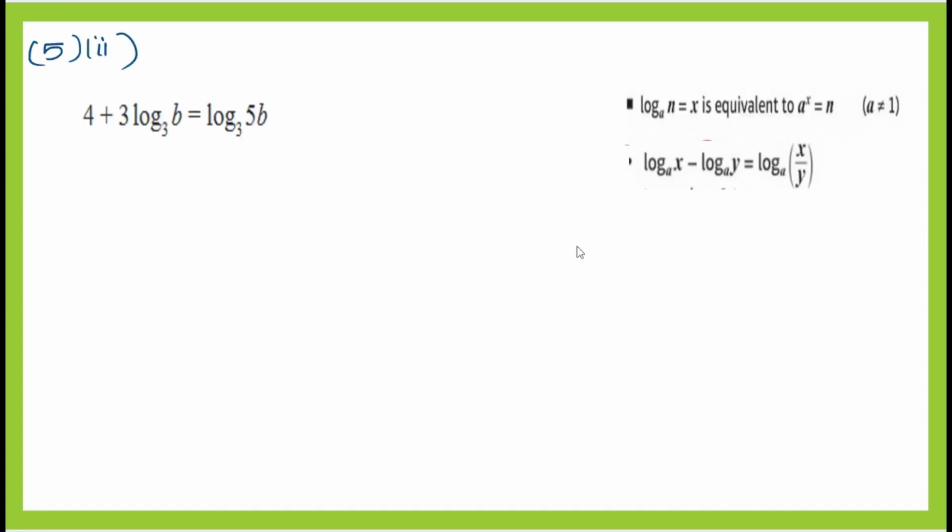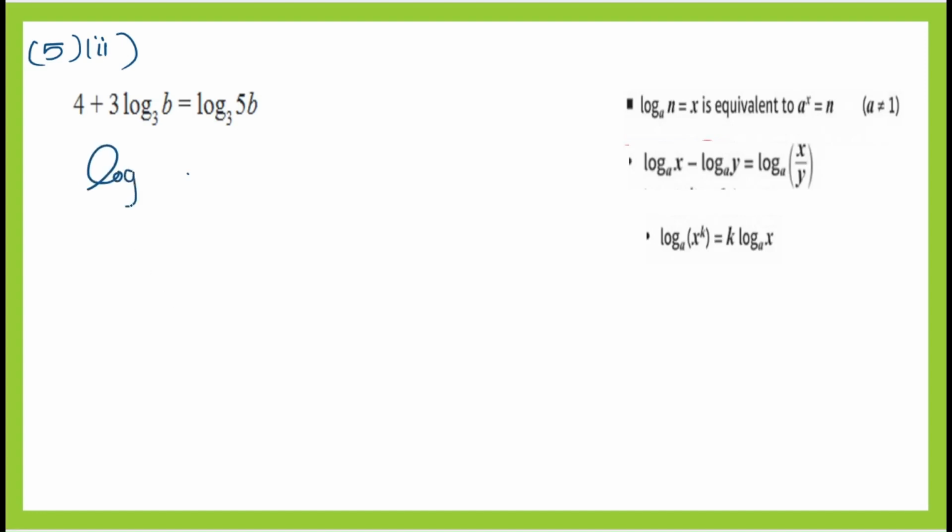An equation is given as 4 plus 3 log b to the base 3 equals log 5b to the base 3. And we need to find the value of b. Now to solve for b, just rewrite the equation as log 5b to the base 3 minus 3 log b to the base 3 equals 4.